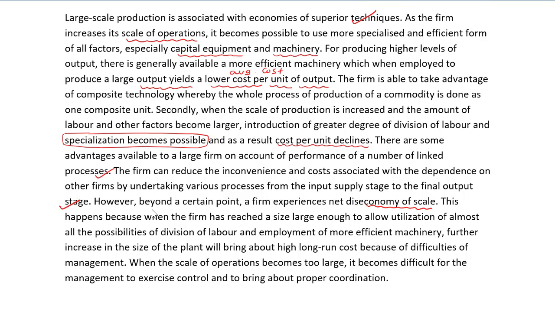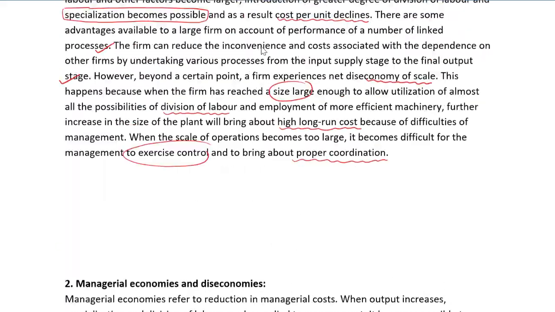This happens because when the firm has reached a size large enough to allow utilization of almost all the possibilities of division of labor and employment of more efficient machinery, further increase in the size of plant will bring about high long run cost because of the difficulties of management. When the scale of operation becomes too large, it will become difficult for the management to exercise control, and proper coordination won't be easy. So they also face coordination problems.